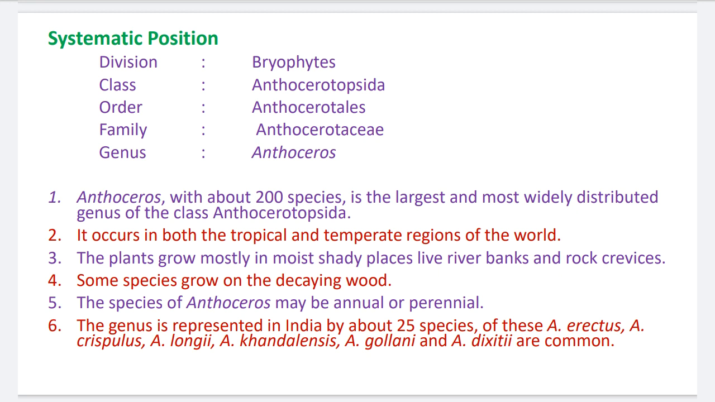Number 6, the genus is represented in India by about 25 species. Of these, Anthoceros erectus, Anthoceros crispulus, Anthoceros longi, Anthoceros khandalensis, Anthoceros golani, and Anthoceros dixiti are common. There are 200 species of Anthoceros, and from that 200 species, 25 species occur in India, and these are some of the most common species in India.